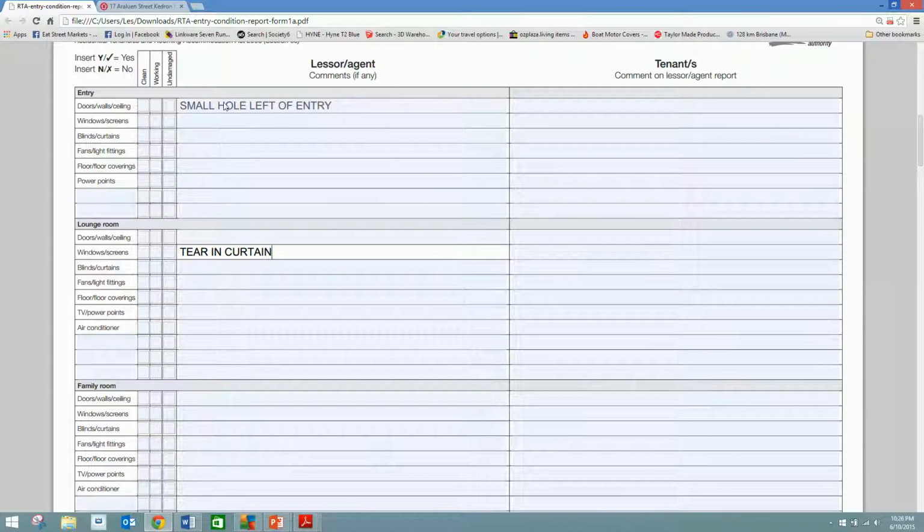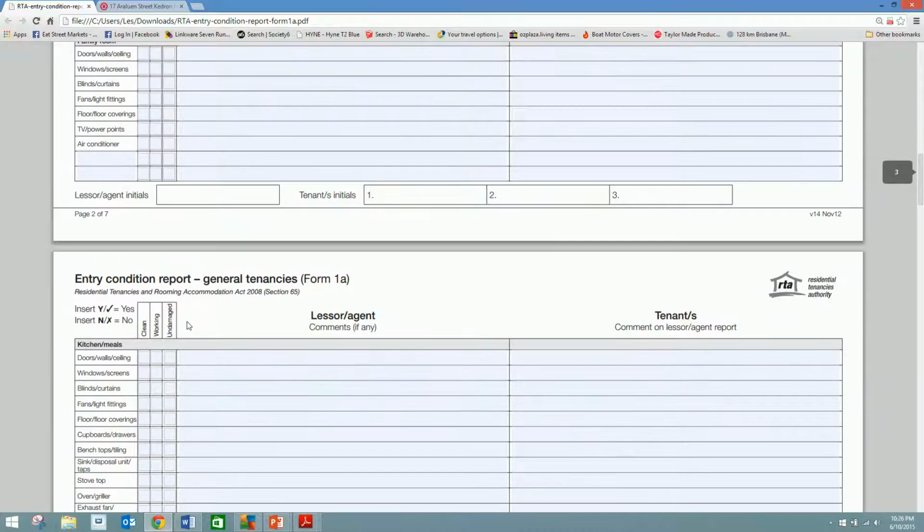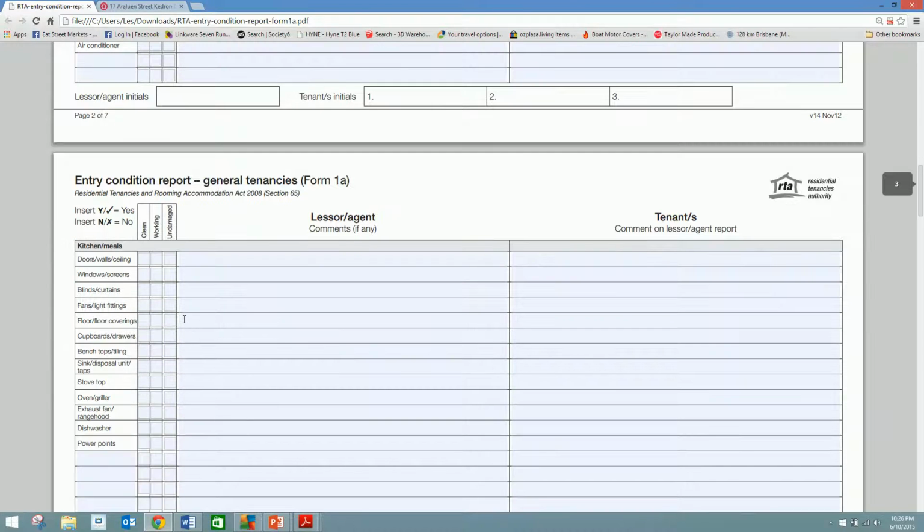So you would go through and tick it off. It says insert yes or no. So you'll go through and tick yes, that's all there. If you come along to the kitchen and you notice that the stovetop is really rusted but there's nothing written here, you write in here, significant rust to stovetop. Okay, and then the lessor or the agent will go through and verify that.